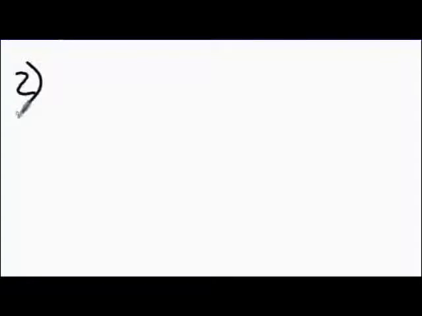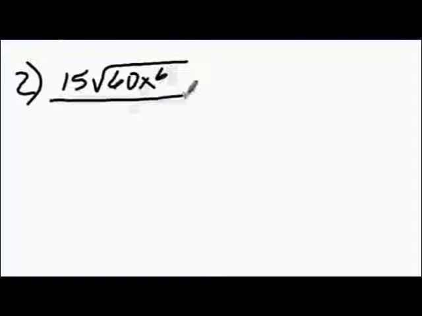Second one. Okay, let's add a little bit more. We're going to put some numbers on the outside of the radicals, like 15 times the square root of 60x to the 6th over 21 times the square root of 5x.